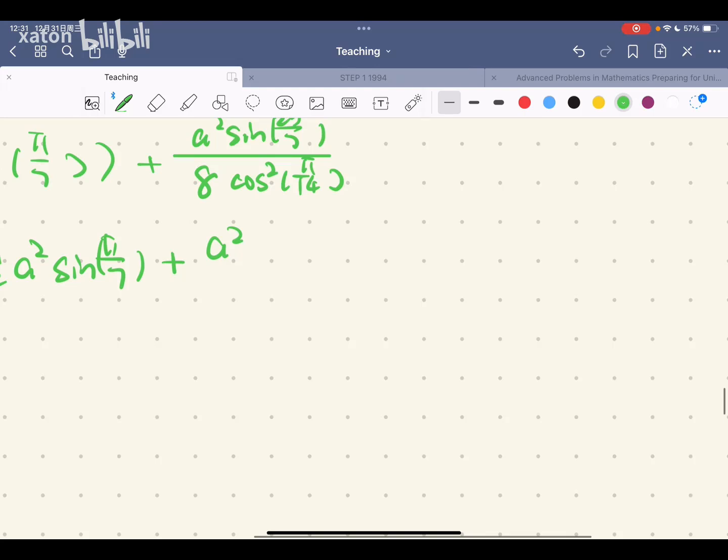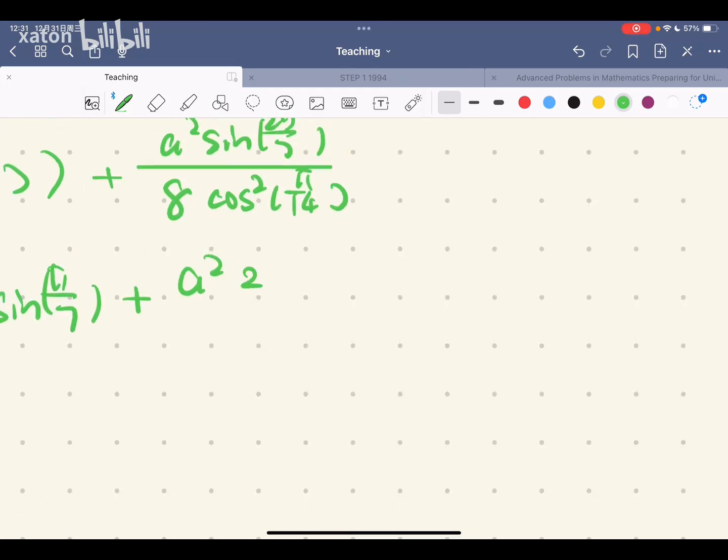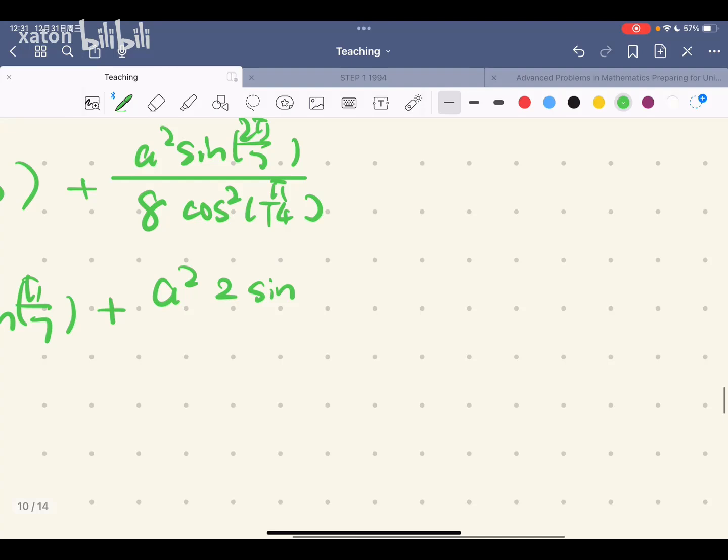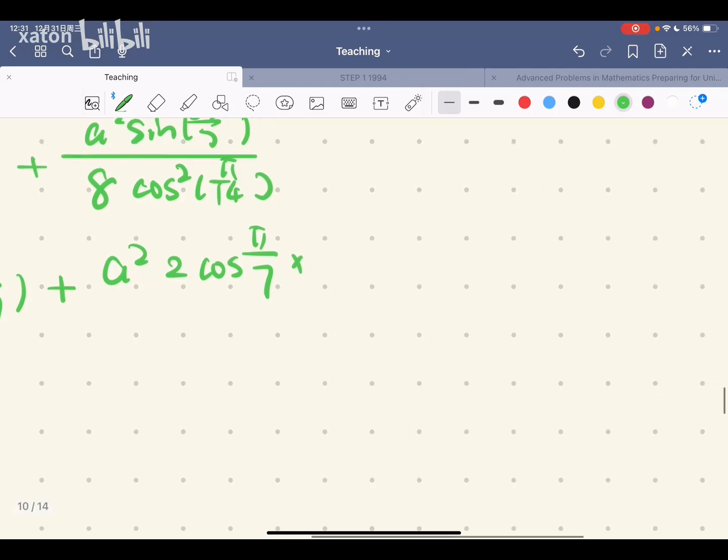Sine will equal 2 sine pi over 7 sine pi over 7. And we can actually keep it going. So for sine pi over 7, we still apply the double angle theory. Let's get 2 times cosine pi over 14 times sine pi over 14.